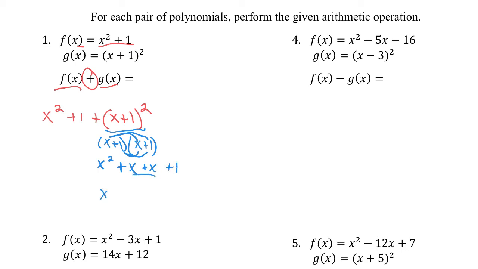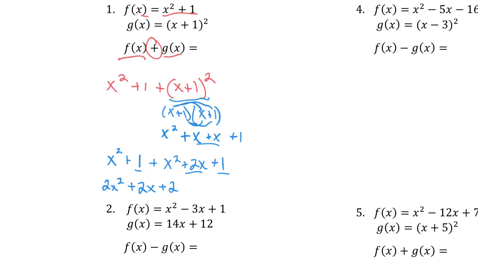Combine like terms, and then I drop these guys down and combine more like terms. So I have 2x squared, so I'm going to add those together and drop the plus 2x there, and then I have 1 plus 1, that makes 2. So there we have f of x plus g of x. And I do want you to write the function notation in front of it, or you could write it behind it, but usually it's written in front. So that's all there is to it.